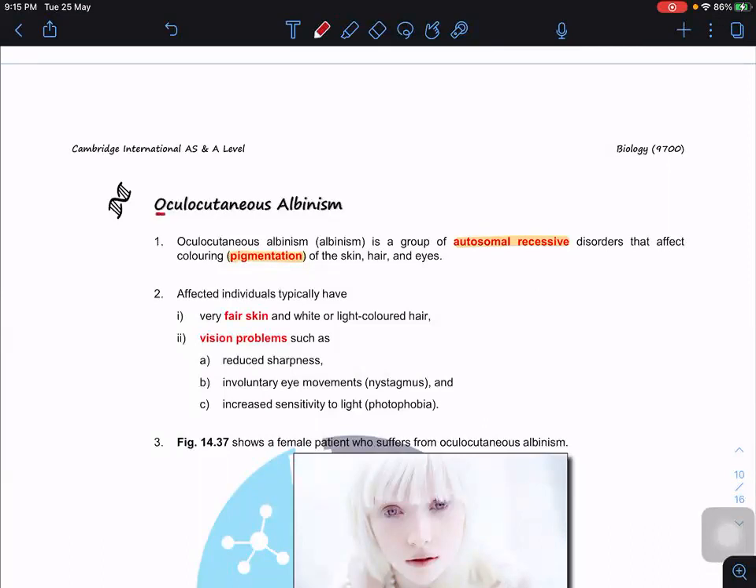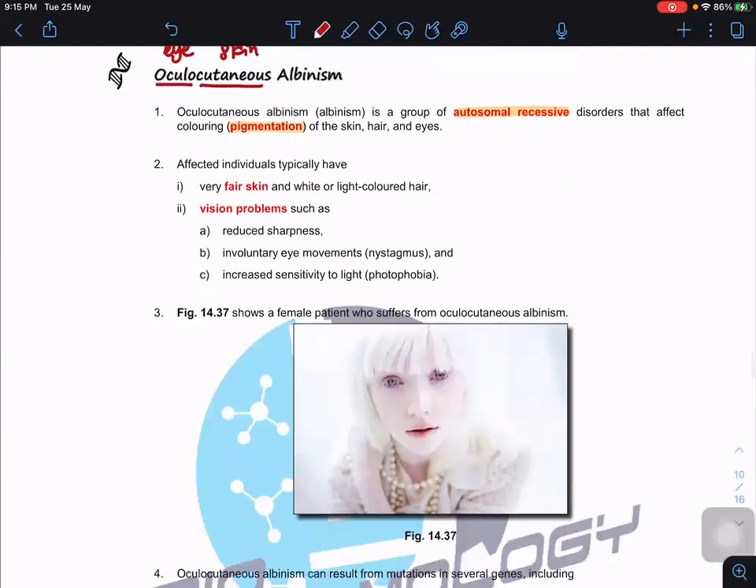Oculocutaneous: oculo means eye, cutaneous means skin. So if you look at a person with oculocutaneous albinism, you can see that the eye pigmentation is low, and the skin pigmentation is very low. So they have very, very fair skin, and they will also have vision problems, reduced sharpness, because the black color of our eyes absorbs the light intensity. But with a lack of this, it can create multiple image blurriness in this case. So the sharpness of the image is reduced.